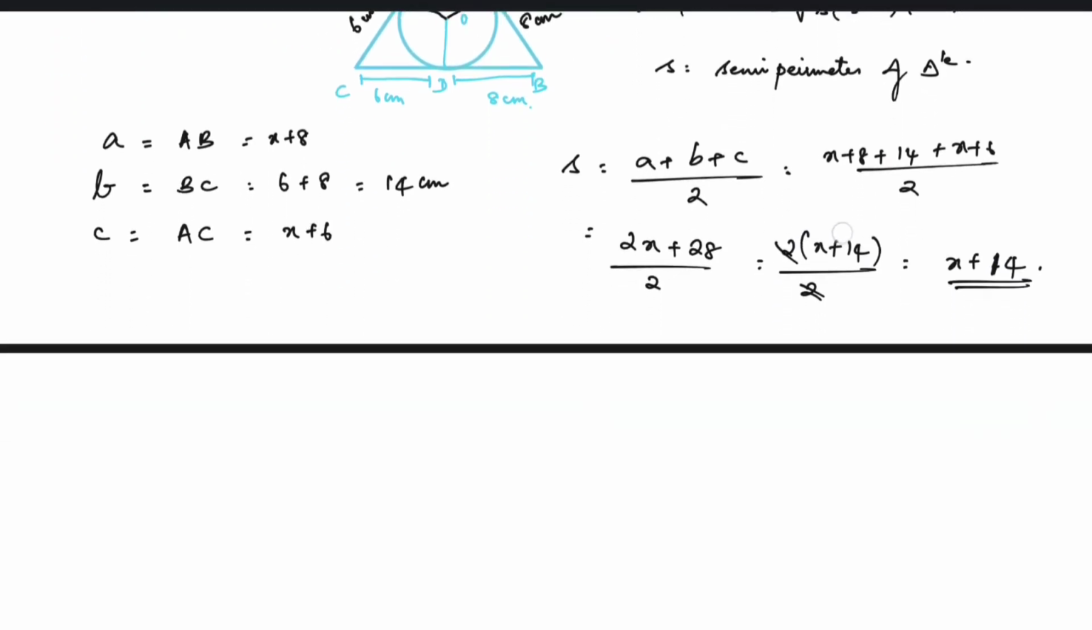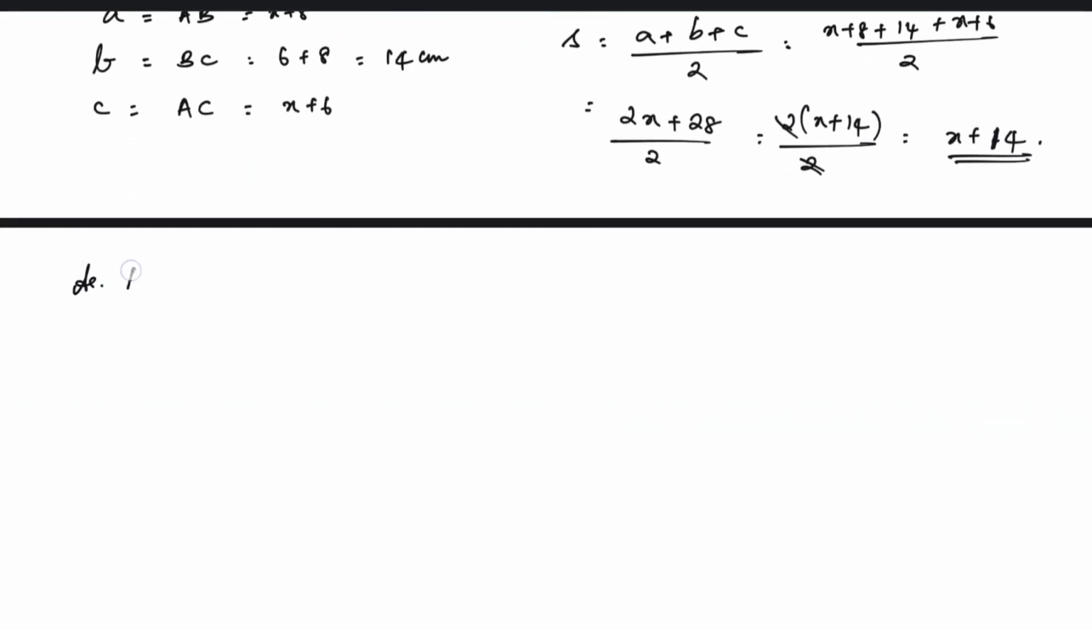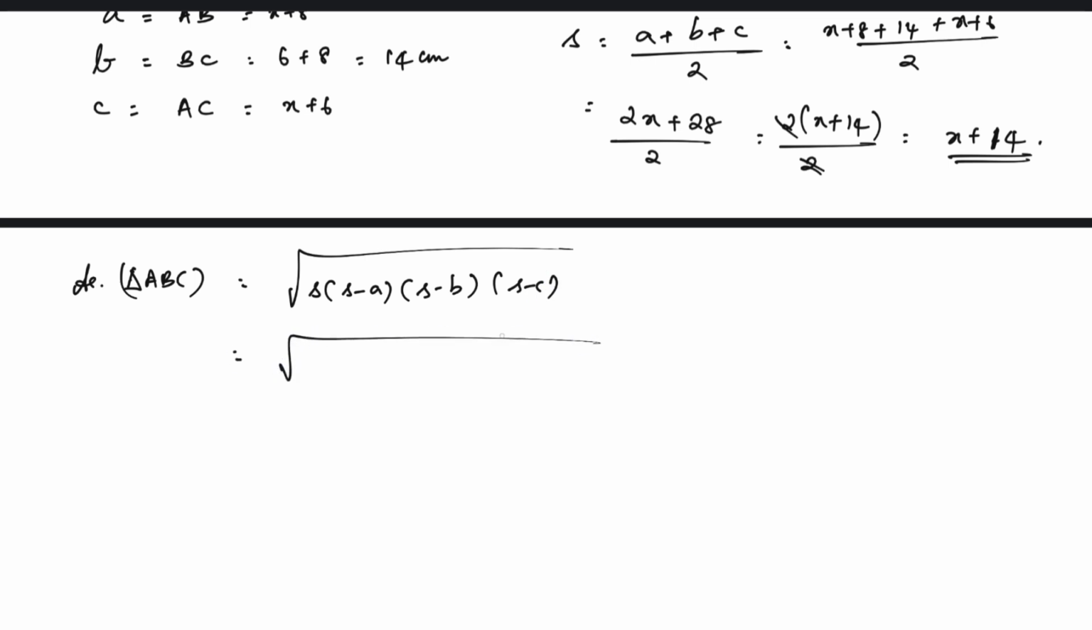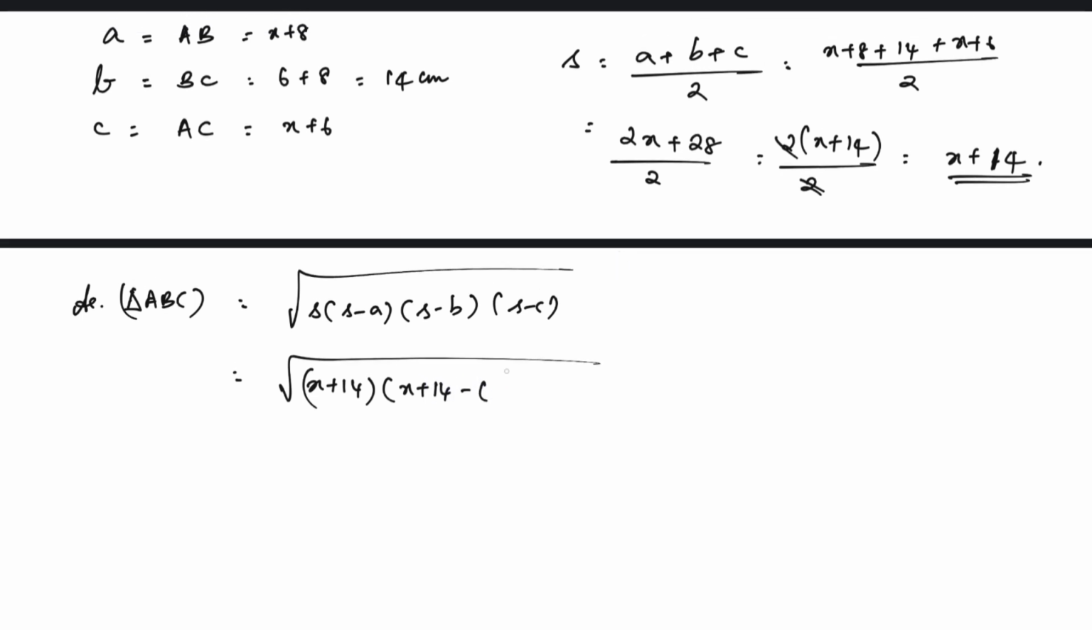Now substituting S in Heron's formula, area of triangle ABC is equal to root of S into S minus A into S minus B into S minus C. Substituting the values, root of x plus 14 into x plus 14 minus A, which is x plus 8, into x plus 14 minus B, which is 14, closing bracket, then C is x plus 14 minus of x plus 6.